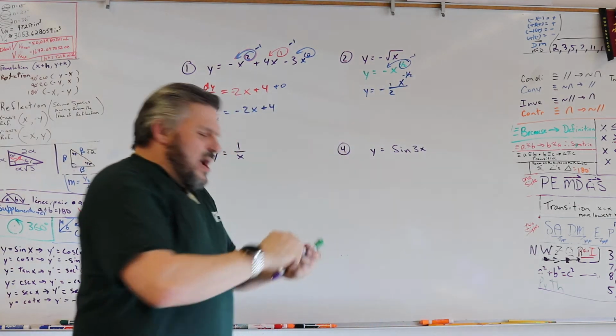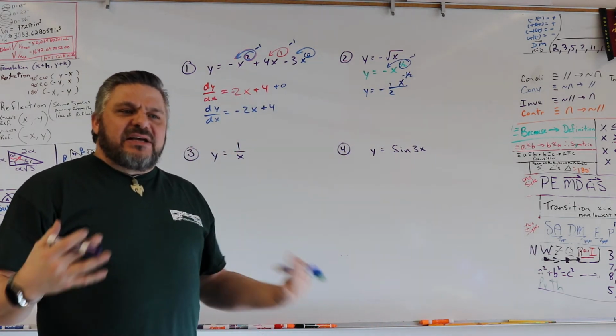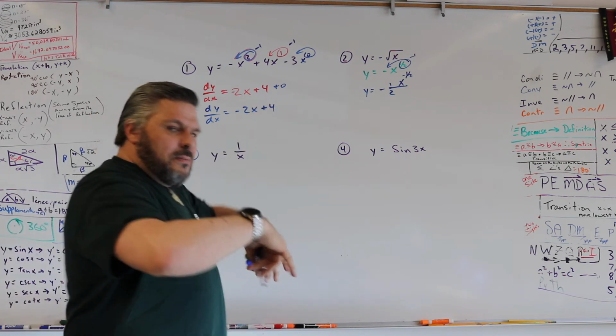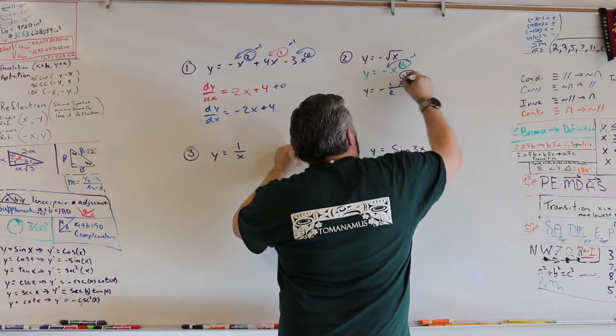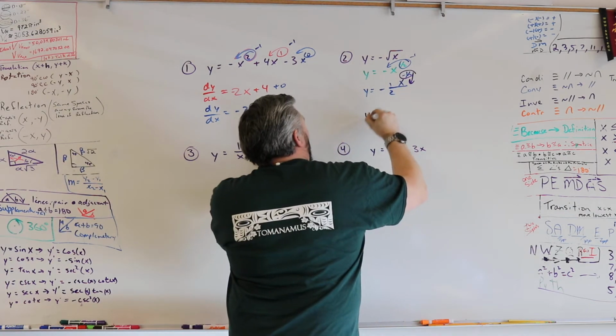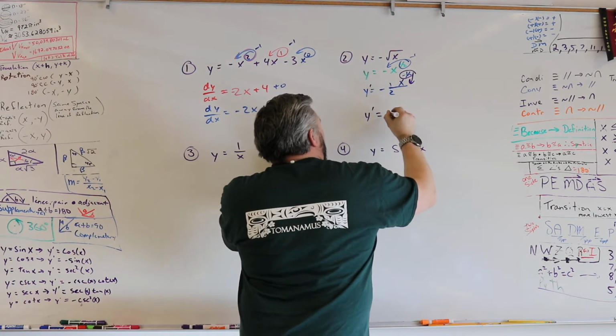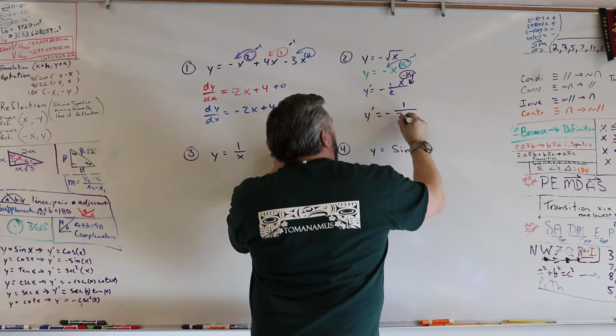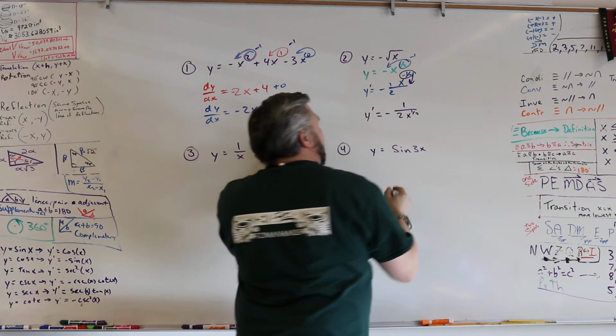Alright? What happens to a negative exponent? What do we do with it? Put it on the bottom. Good. So we're going to take this, move it down. So we get y prime is equal to negative 1 over 2x to the 1/2.